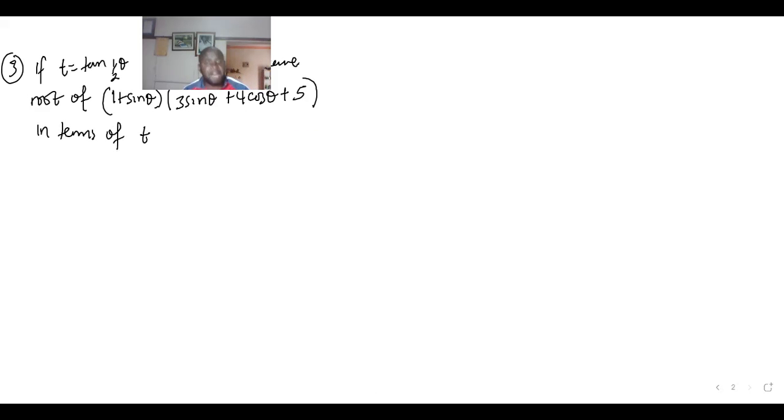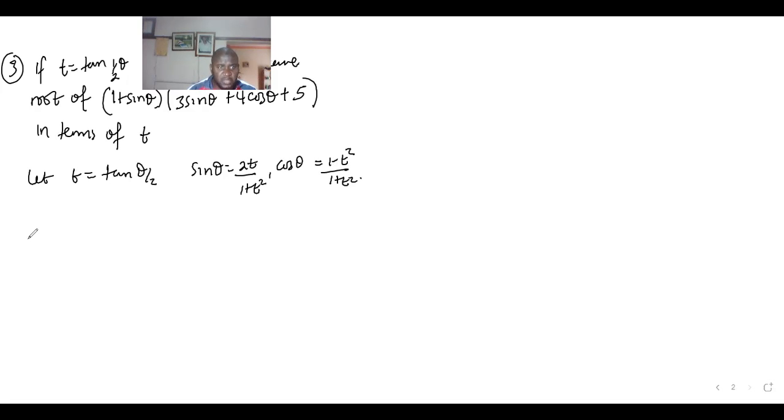It says, if t is tan of a half of the angle, express the square root of all that in terms of t. So first of all, we have let t be equal to tan of half the angle. Consequently, sine of theta is equal to 2t over 1 plus t squared, whereas cosine of theta is the same as 1 minus t squared over 1 plus t squared.